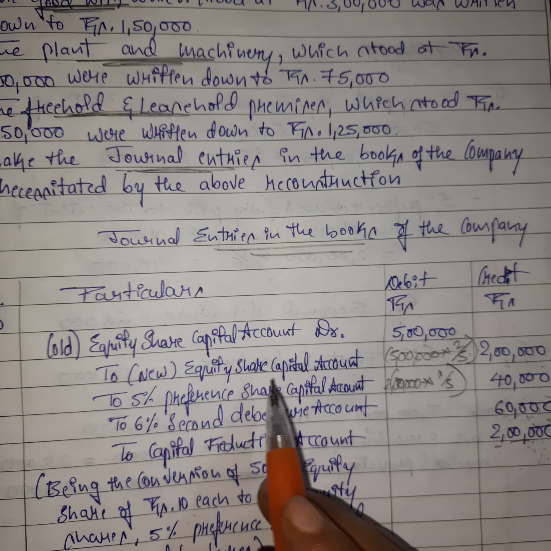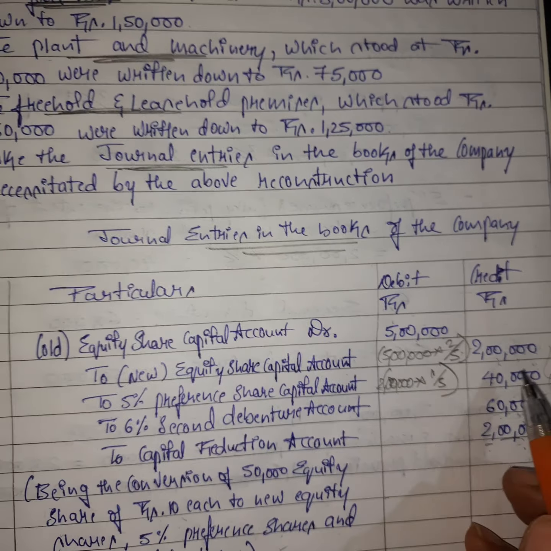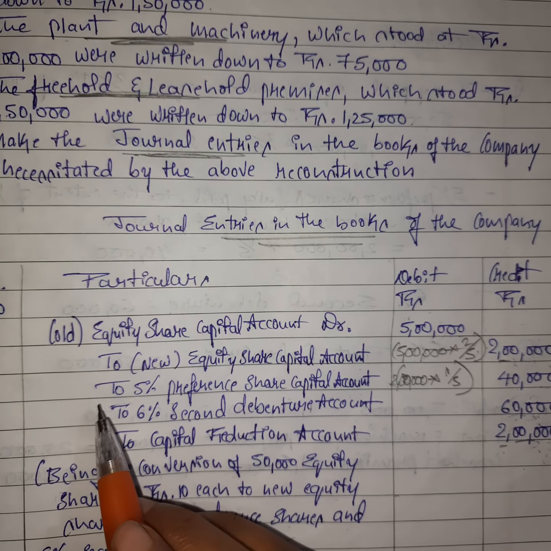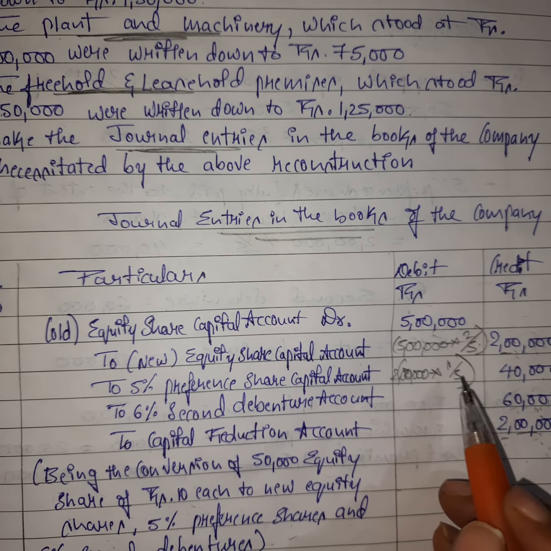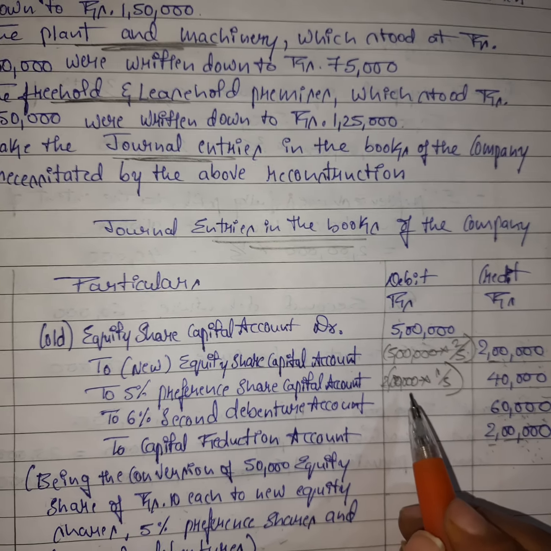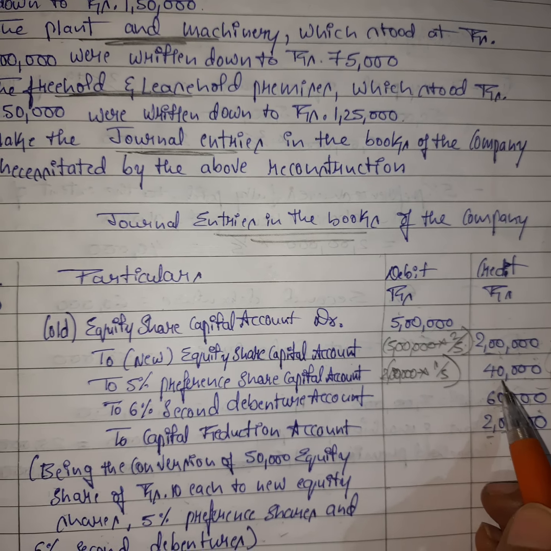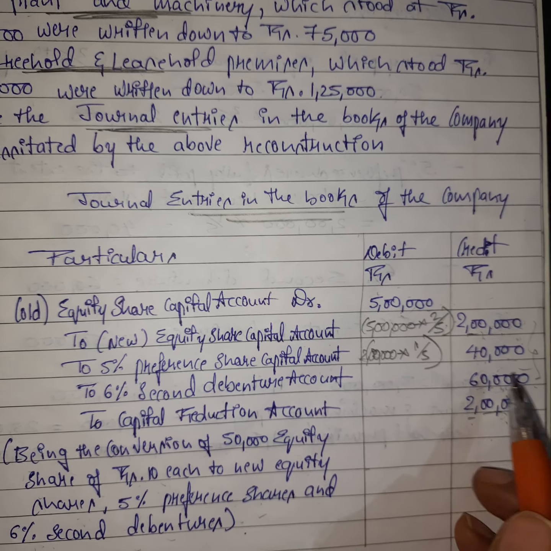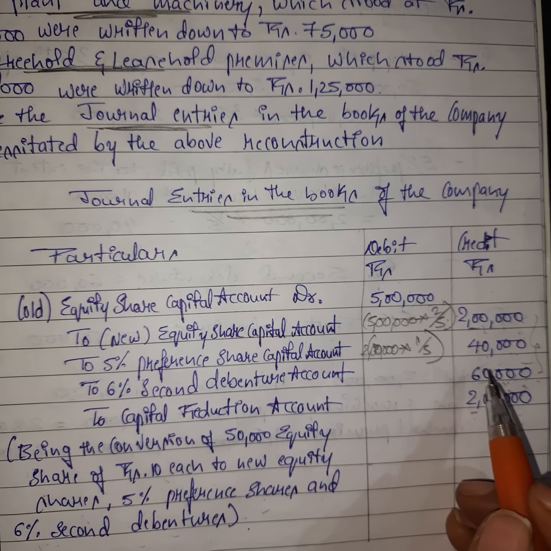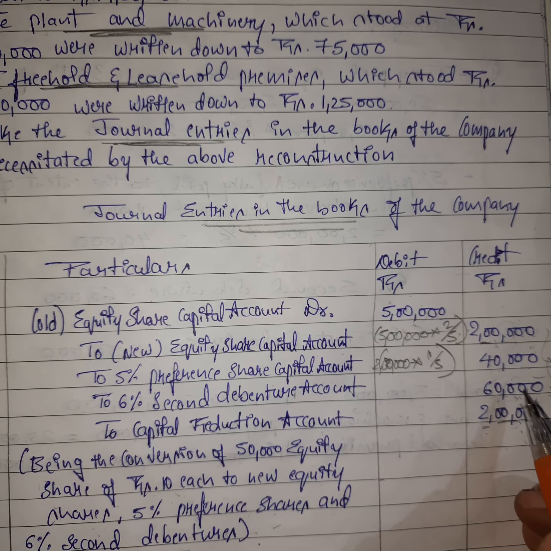Next, to new equity share capital account, 5 lakh into 2 by 5, the amount will be 2 lakh. Next, to 5% preference share capital account, it will be calculated on the new equity shares: 2 lakh into 1 by 5, you will get an amount of 40,000. To 6% second debenture account, the amount is 60,000. It has been given directly. 2 lakh, 40,000, 60,000: if you add these, you will get an amount of 3 lakh.